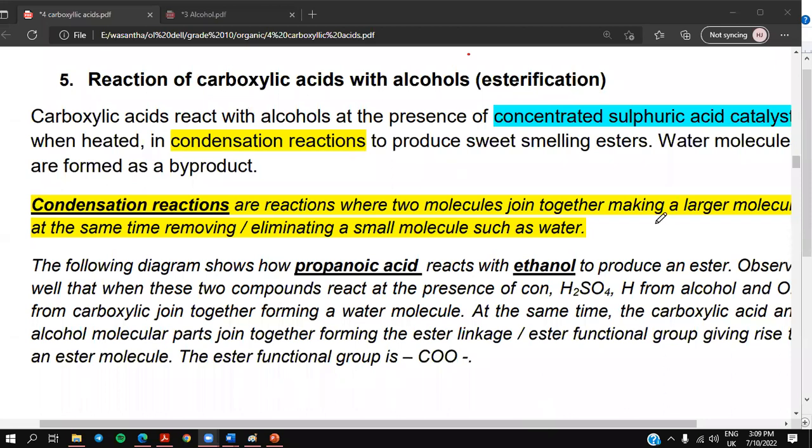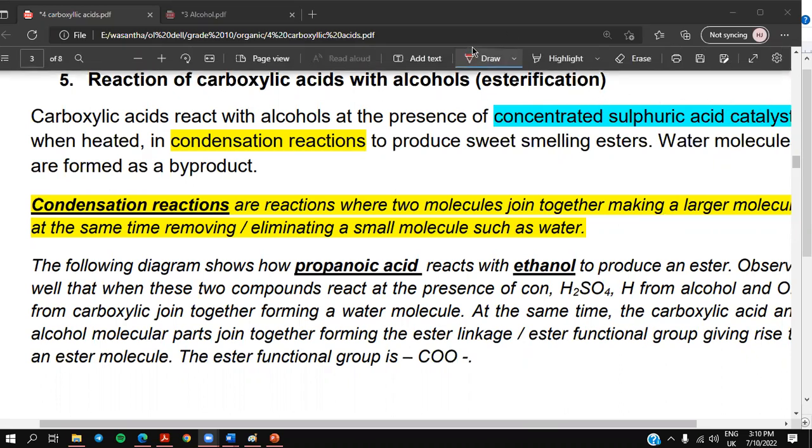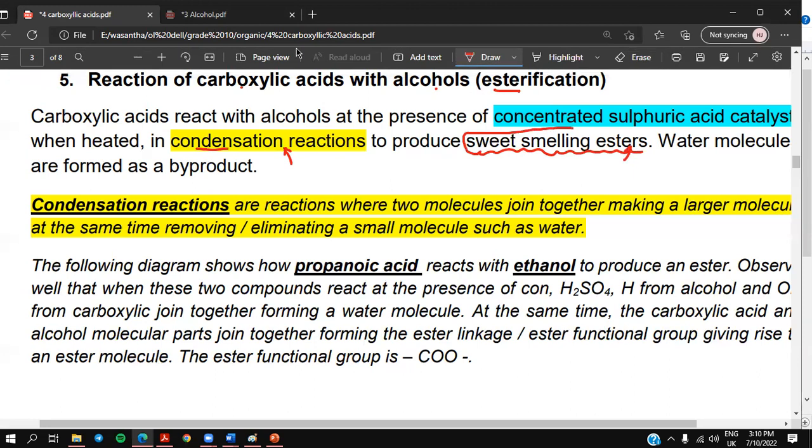We have come to the last reaction of carboxylic acids, the reaction with alcohols. There are a few things to realize in this. Carboxylic acids react with alcohols in the presence of concentrated sulfuric acid catalyst. It is not just sulfuric acid, it is concentrated sulfuric acid. So in the exam, you must definitely write concentrated sulfuric acid. You have heat also. A condensation reaction occurs. You don't know much about condensation reactions now. For the time being, you remember esterification is a condensation reaction to produce sweet smelling esters. It means when carboxylic acids react with alcohols, you get a compound called esters. These esters have a sweet smell. Water molecules are produced as byproducts.